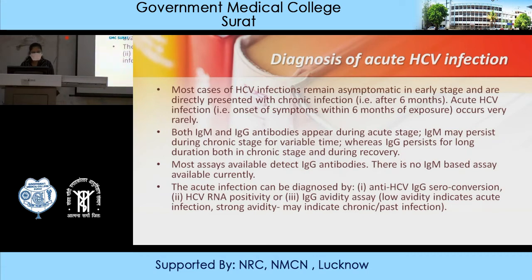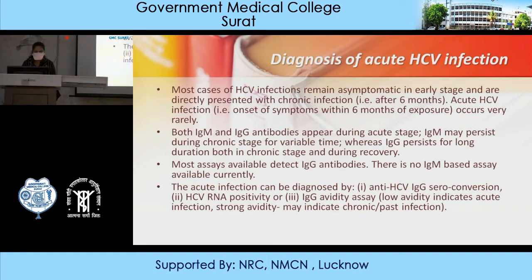Both IgM and IgG antibodies appear during the acute stage. IgM may persist during the chronic stage for variable time, whereas IgG persists for longer duration, both in the chronic stage and during recovery. Most assays available detect IgG antibody. There is no IgM based assay available currently.